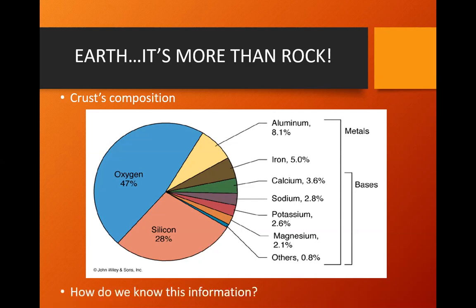All right, well, it's interesting that we have this information in the pie chart, but the underlying question that we should be asking is, how do we know that there's roughly 47% oxygen in the crust? How do we know that there's 28% silicon, roughly speaking, in the crust? So how do we know this information?